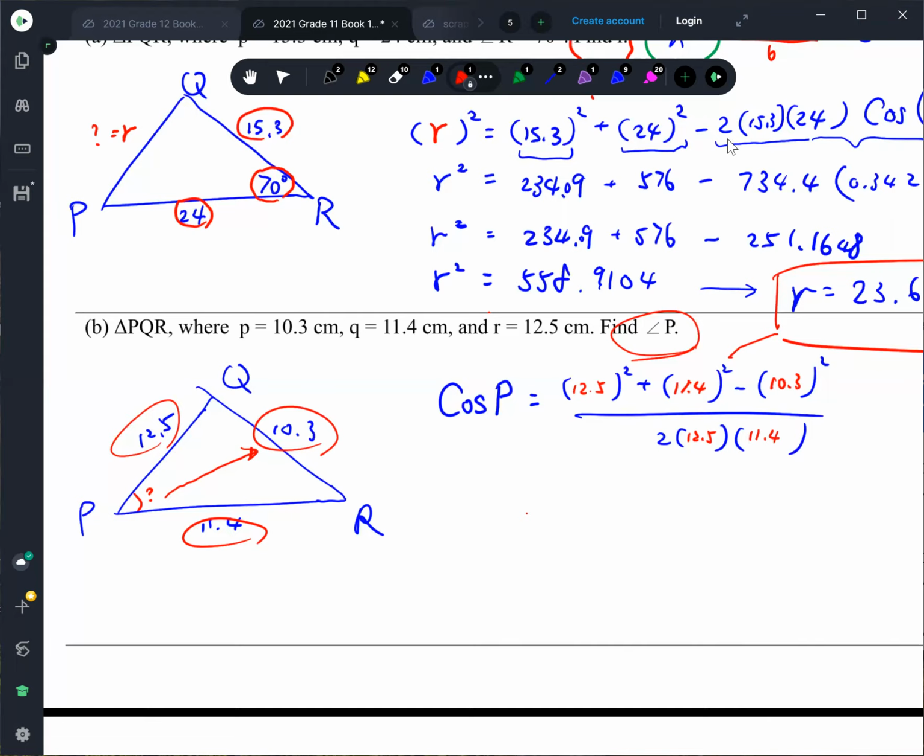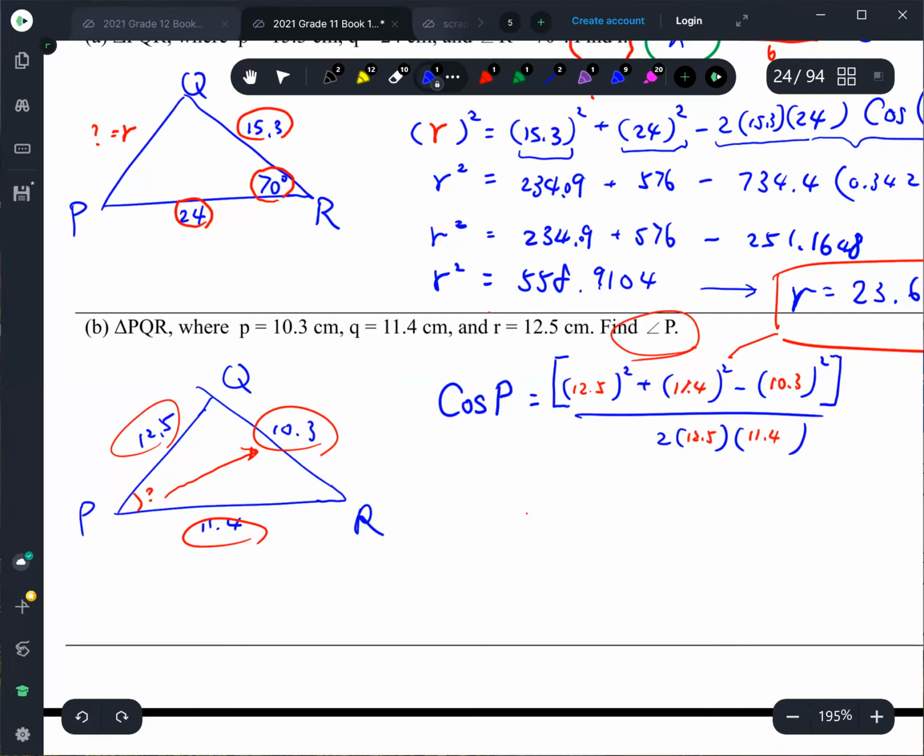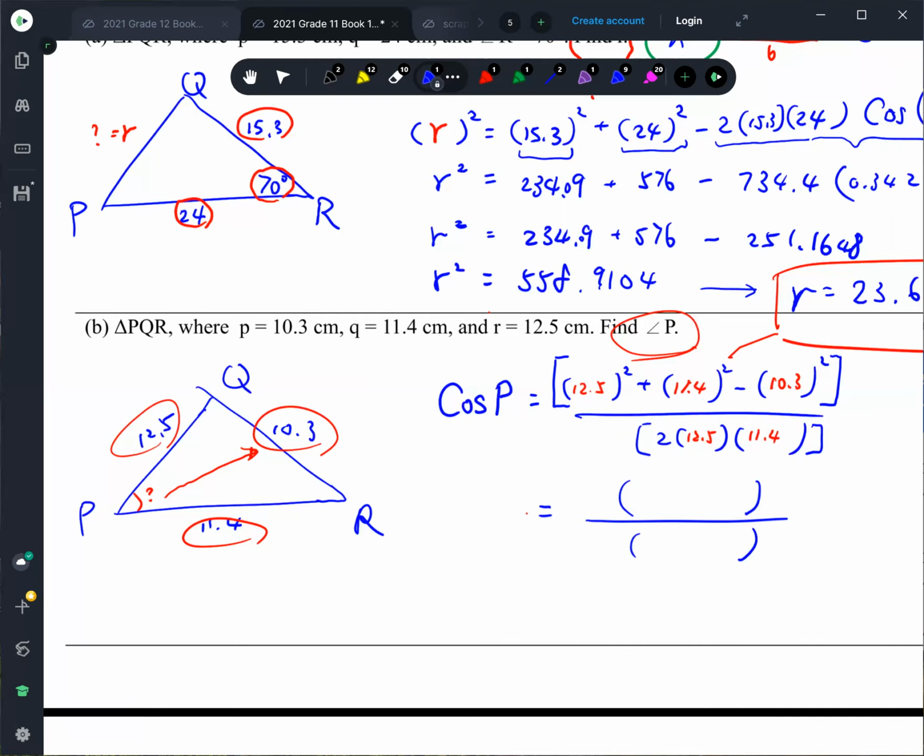Okay, now the hardest job. Type it into your calculator correctly. To avoid mistakes, type everything on the top first, get an answer, and put it down first. And then get everything at the bottom, write it down, okay?